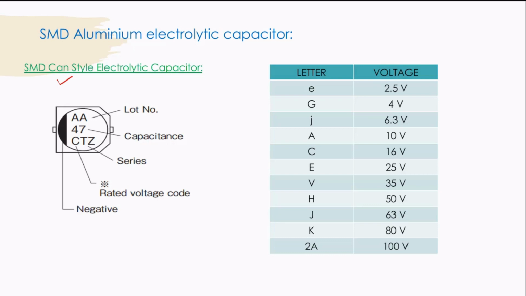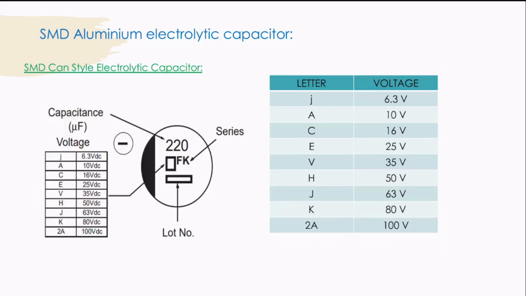Now if you see in this figure, this is the representation for the can style electrolytic capacitor, in which the first 2 letters represent the lot number. The next 2 digits represent the value of the capacitance. The letter C represents the voltage and the next 2 letters represent the series of the capacitor, and here the black strip represents the negative terminal. And here this is a table for the representation of the letter and its voltage.